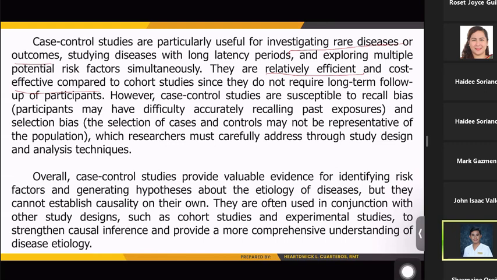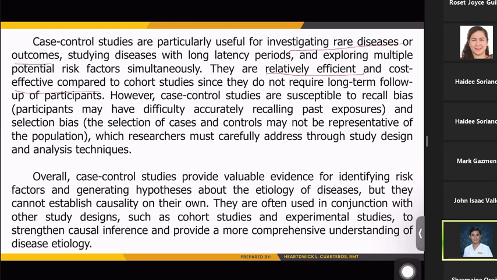Okay? However, case control studies are susceptible to recall bias. Okay? It's because participants may have difficulty accurately recalling past exposures, and selection bias. The selection of cases and controls may not be representative of the population, which researchers now must carefully address through study design and analysis techniques. So overall, your case control studies provide valuable evidence for identifying risk factors and generating hypotheses about etiology of diseases, but they cannot establish causality on their own.